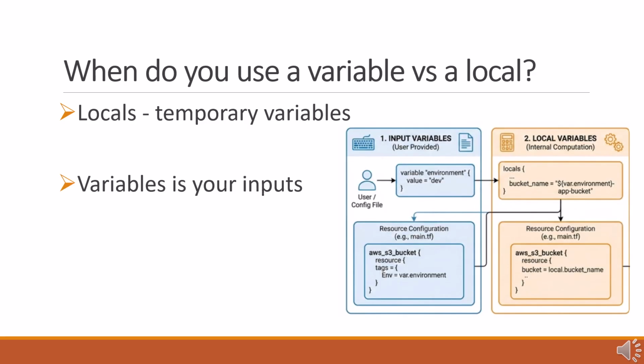Here's how to explain it to an interviewer. Use variables for things that change between environments. Use locals to keep your code DRY. Don't repeat yourself. For example, if you need to construct a complex naming convention like project-env-service-region, don't type that everywhere. Define it as a local and reference it. It makes your code cleaner and much easier to debug.